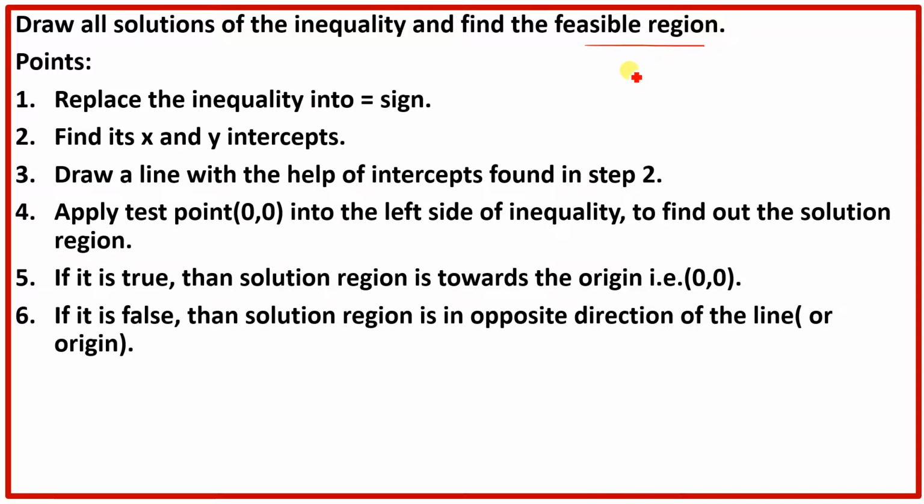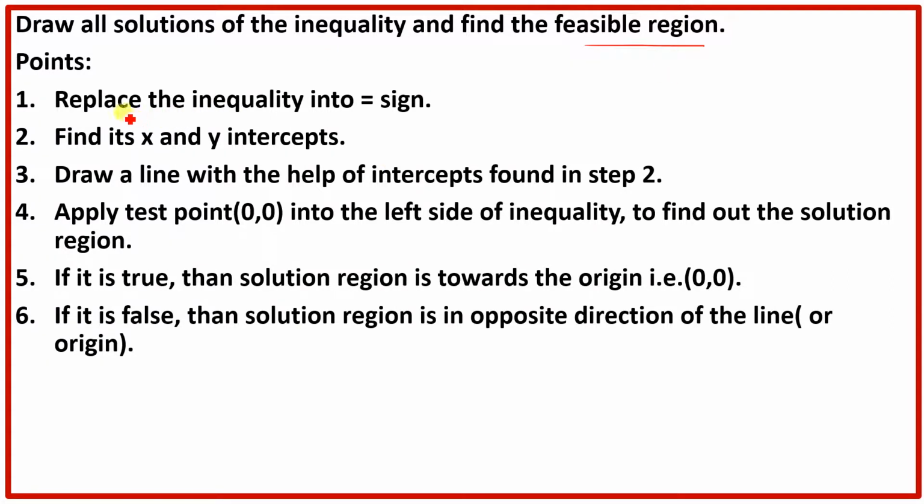The solution set for a system of inequalities consists of the values of x and y which satisfy the inequalities of the system, and this solution set is called the feasible set, the feasible region, or the feasible solution. So these are the points we have to discuss in order to find the solutions of the inequality.